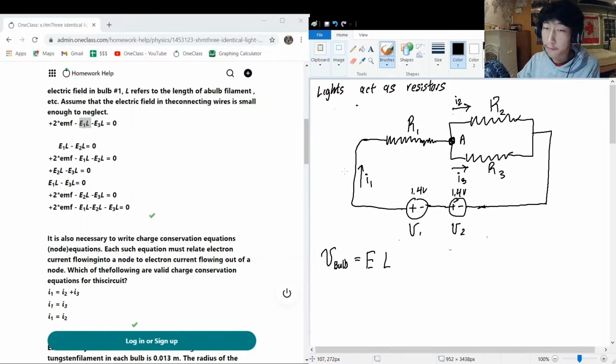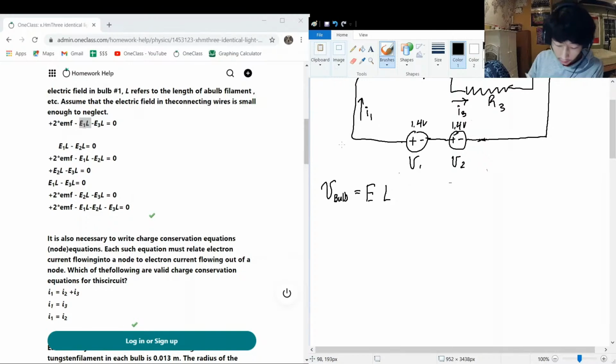Okay, but first, what we really need is the resistance that corresponds to each one of these light bulbs. So that's what we want to find first.